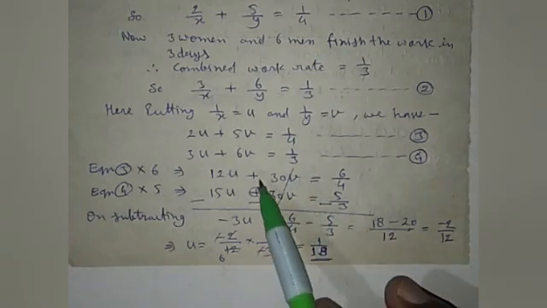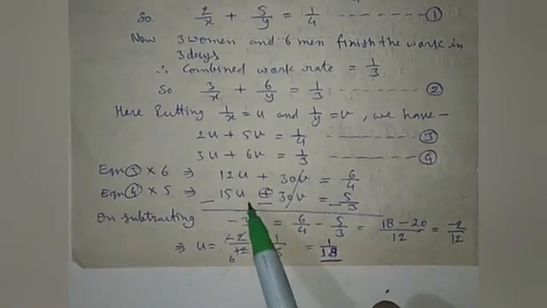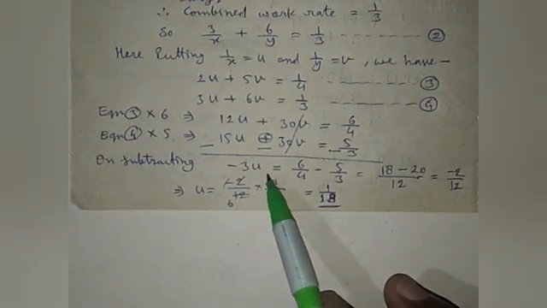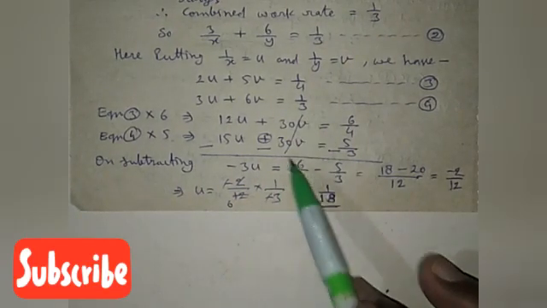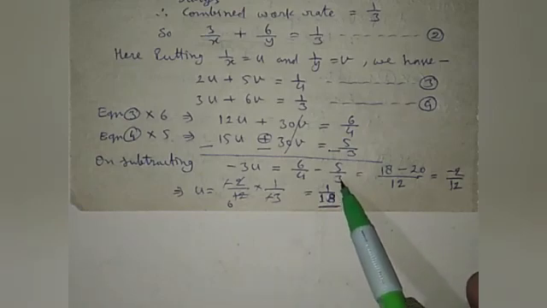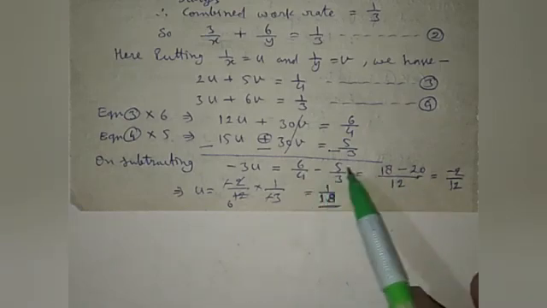Now here the coefficients of v are the same and have similar sign. So here on subtracting we have 12u minus 15u, that is equal to minus 3u, equal to, here v is cancelled out, so we have 6 upon 4 minus 5 upon 3. So here taking LCM equal to 12, we have 3 sixes are 18 minus 4 fives are 20. So here it is equal to minus 2 upon 12.